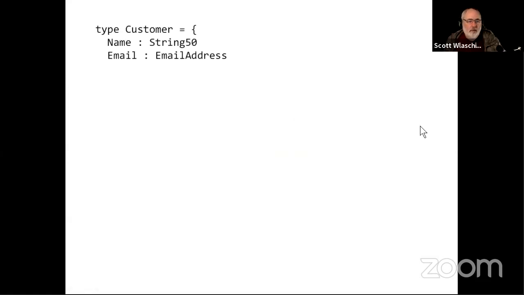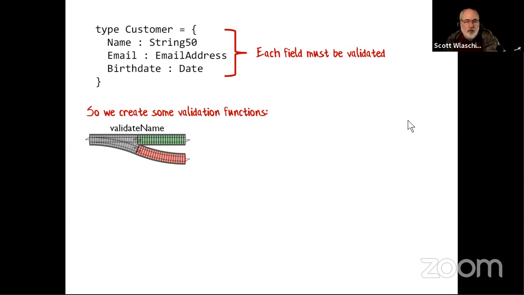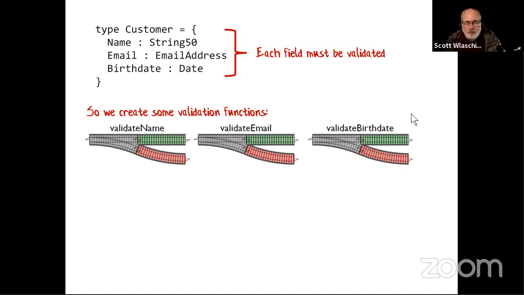So here we have a customer record, and there's a name, and there's an email, and there's a birthday, and they all have validation logic, right? Each field has to be validated. So we create these validation functions, like validating the name, validating the email, validating the birthday, and each one of these functions has one input, and the output could be success or it could be a failure. So there's two choices of output. Right, so we have the same kind of railway track that we've been looking at before.